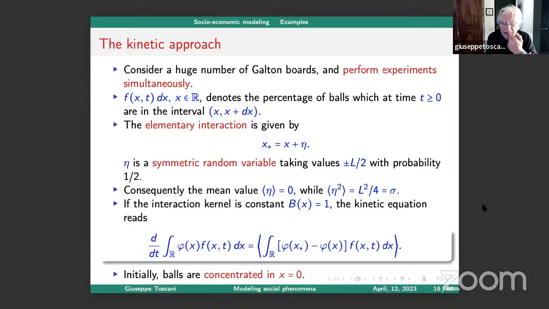And in this case, it is a linear Boltzmann equation that I am reproducing, since any particle is colliding with the background, and the background is exactly this device. If the interaction kernel is constant, the kinetic equation behind says simply that the variation in time of f of x, t is equal to the mean value of the integral of phi of x star minus phi of x in terms of f of x, t. And consider that initially balls are concentrated in x equals 0. This is a very simple equation.